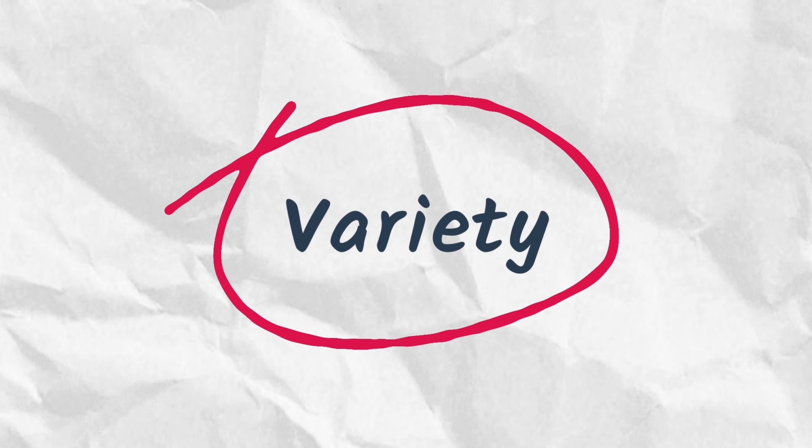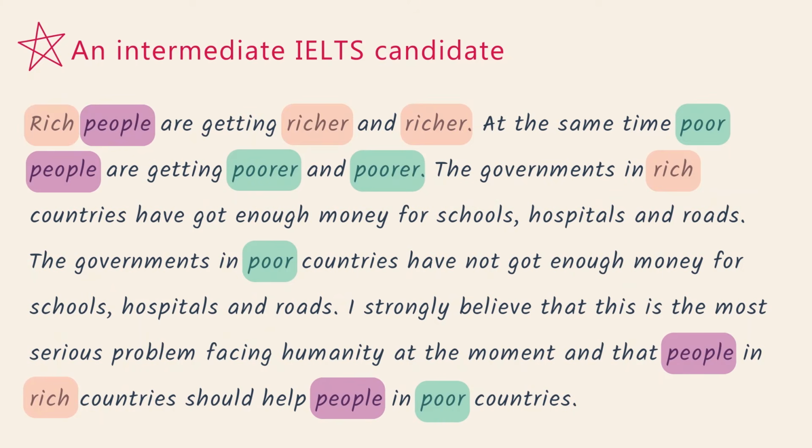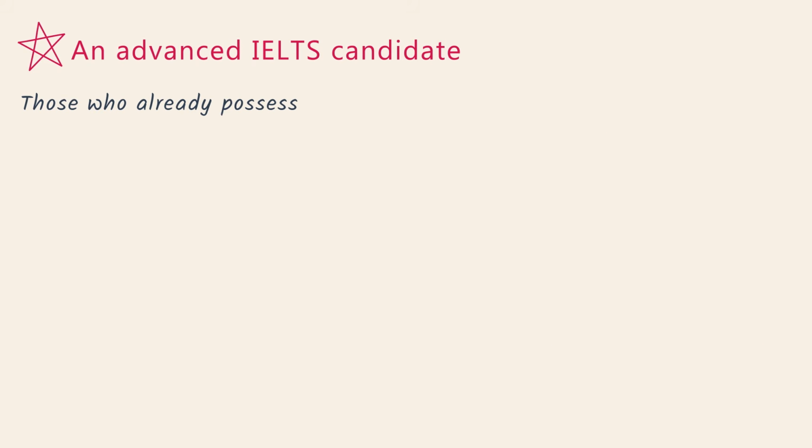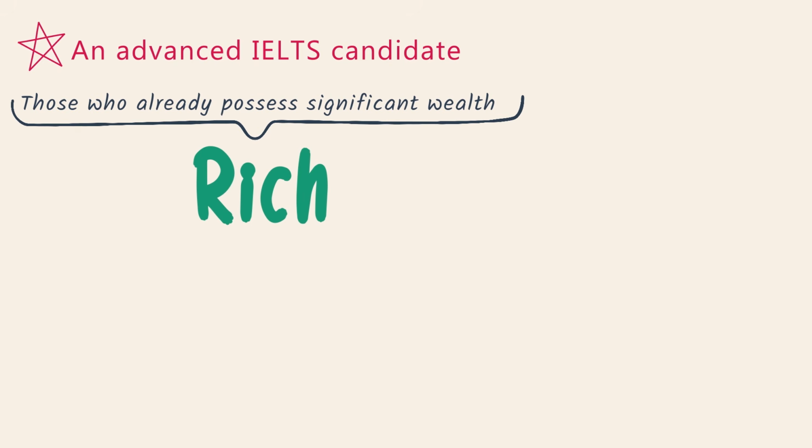So let's just start from the beginning. Rich people are getting richer and richer. So rich is used 3 times here, so we can omit it. Instead of rich people, we can say those who already possess significant wealth. You see, so we can expand the word rich into, let's say, a phrase. And in this case, we can also expand our paragraph by using more words, right? So instead of rich people, we can write those who already possess significant wealth, all right?